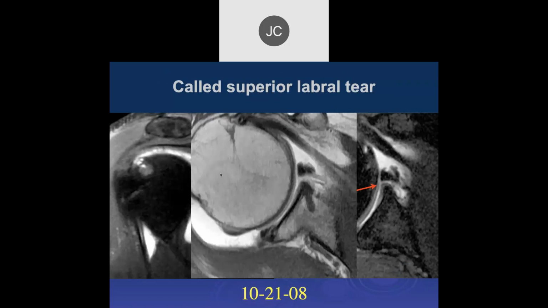What do you see here? Looks like there has been some kind of repair in that anterior glenoid? So this is a suture anchor, so you're right. Right here we have a normal recess or sublabral foramen. There was a suture anchor that was placed there.